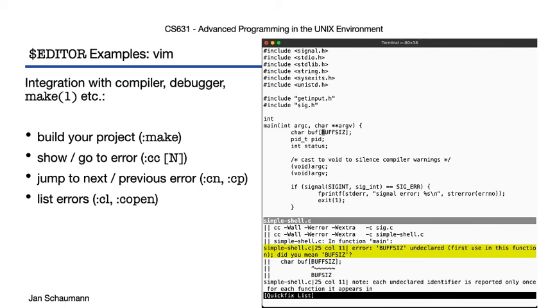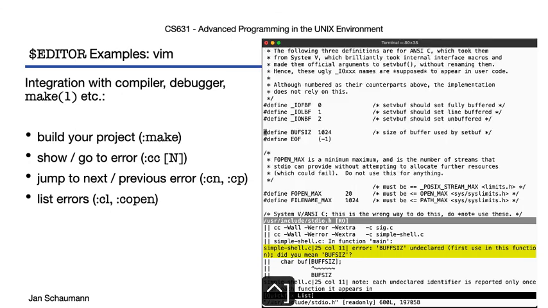But wait, what exactly is buffsys? Where does that come from? We can try to jump to the definition of this constant by using control closing bracket, just like in the Vim manual. Oops, we didn't save our changes. Let's write them. There. Now, control bracket brings us to the definition of buffsys, and control T brings us back again.